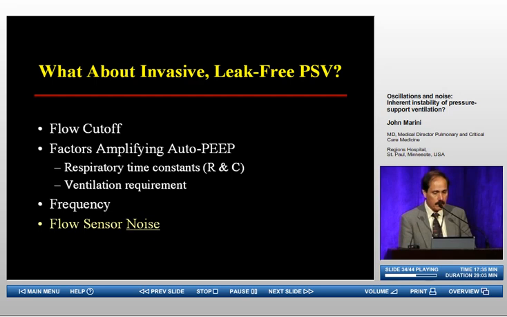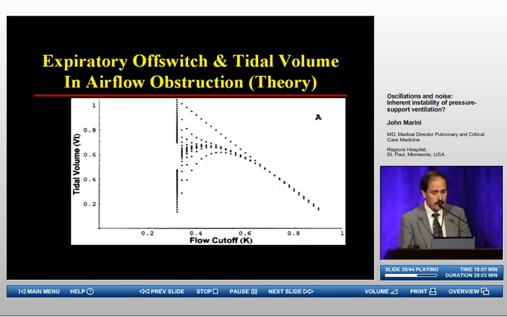You can see aperiodic behavior, just like we were talking about before, in nonlinear models as well as simplified linear models. What about invasive leak-free pressure support ventilation where you've intubated the patient? The same factors apply except for leak. It's the flow cutoff, the factors amplifying auto-PEEP, the frequency with which the cycling occurs, and how good your flow sensor is. Any small deviation in your flow sensor in the right situation can also induce chaotic behavior. Examples: expiratory off-switch and tidal volume in airflow obstruction by theory, flow cutoff versus tidal volume.